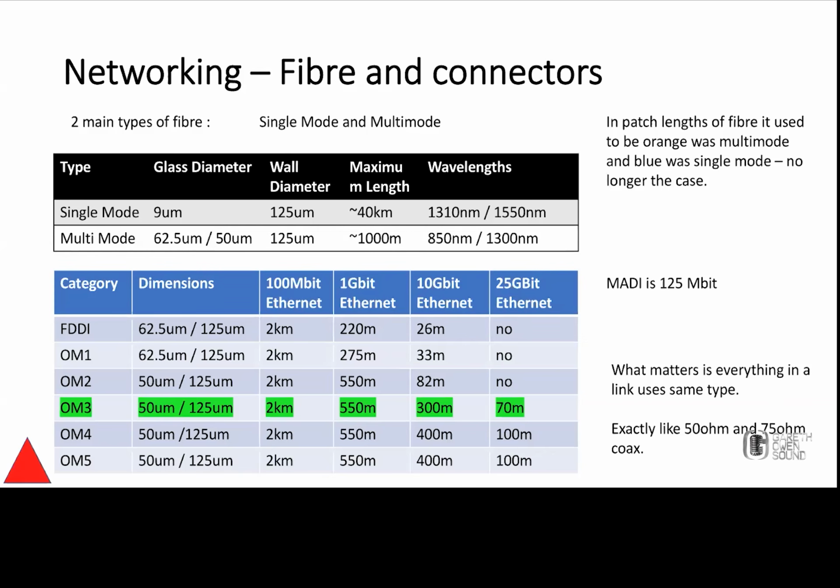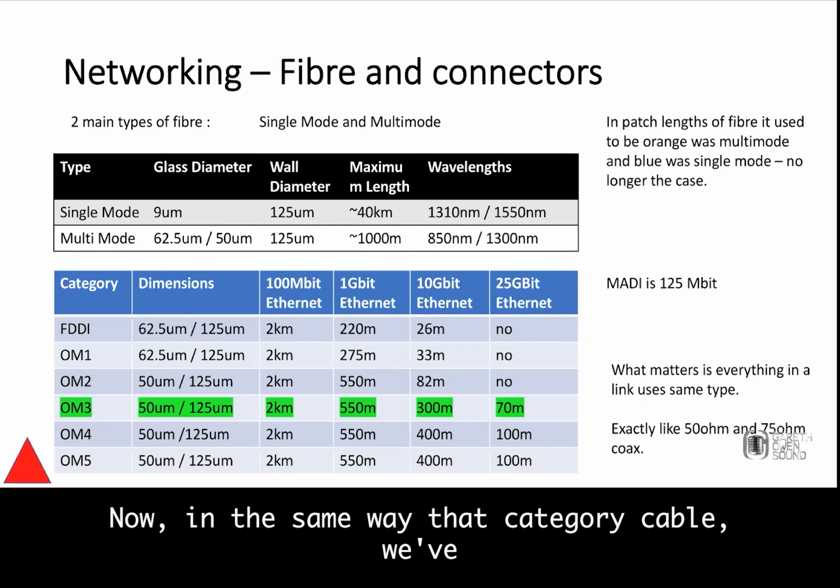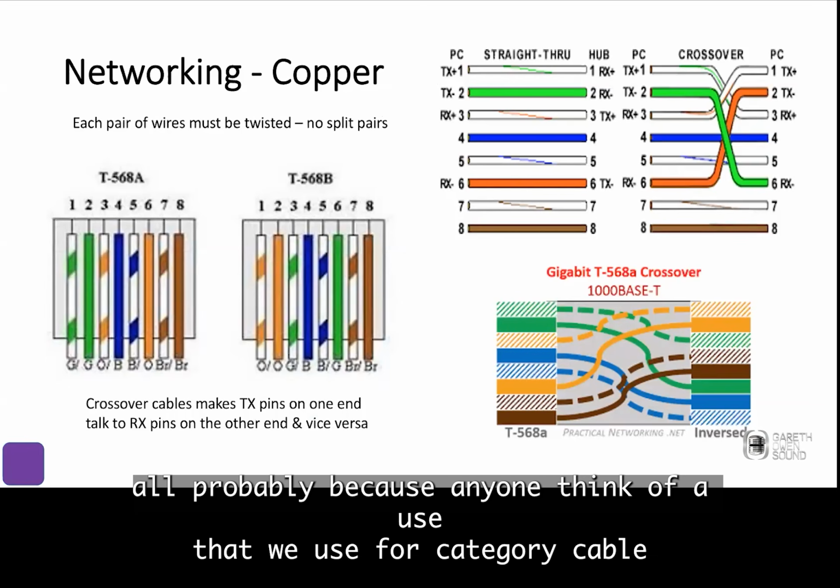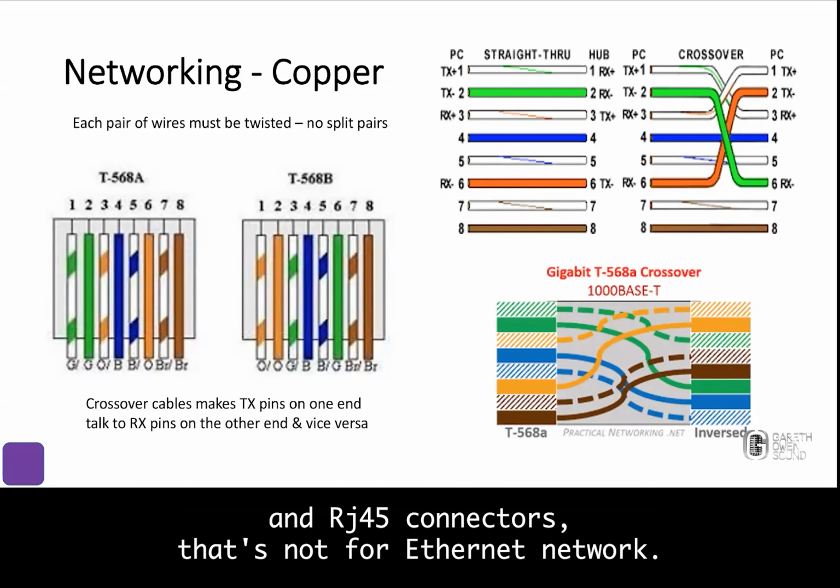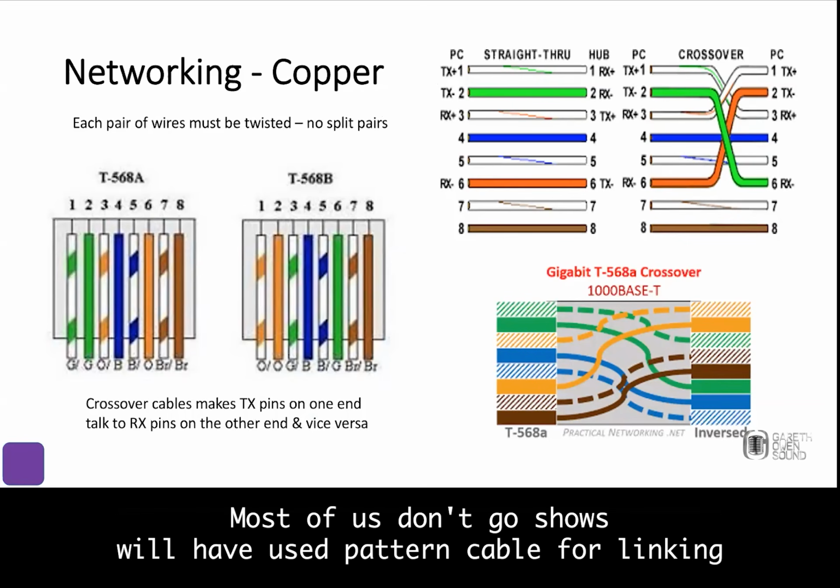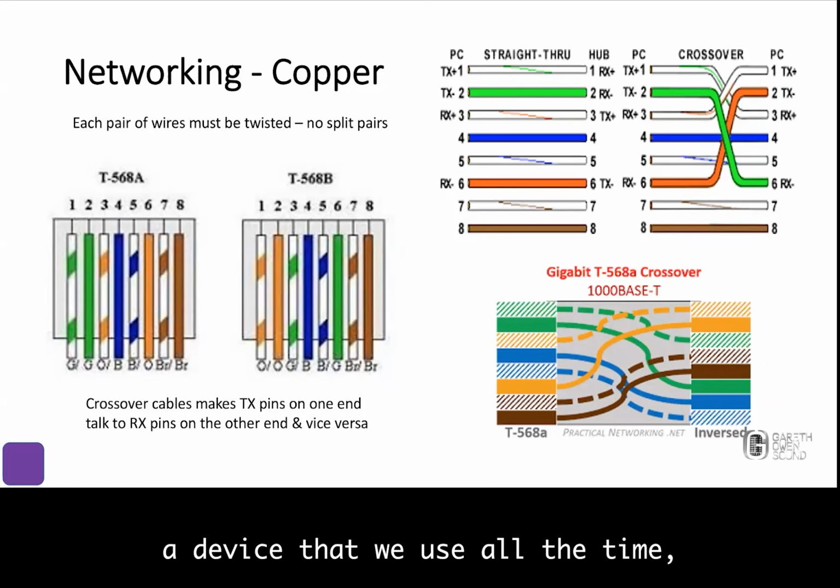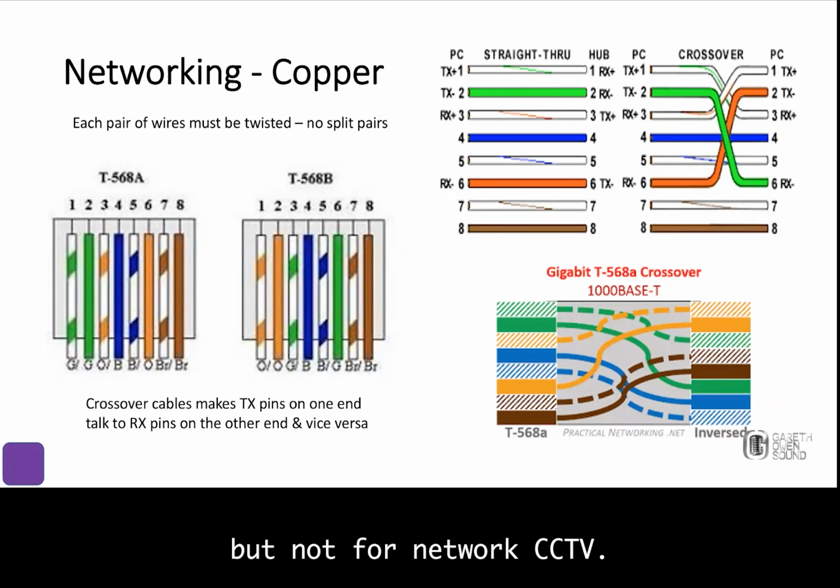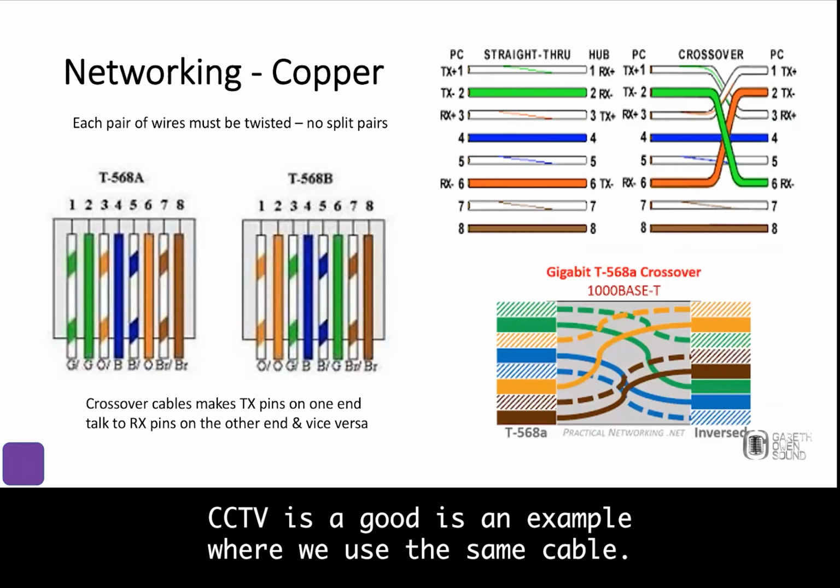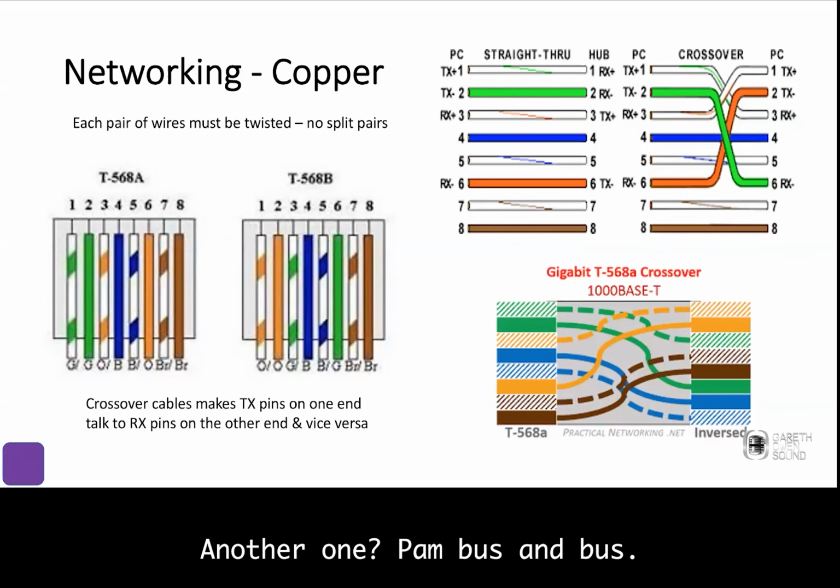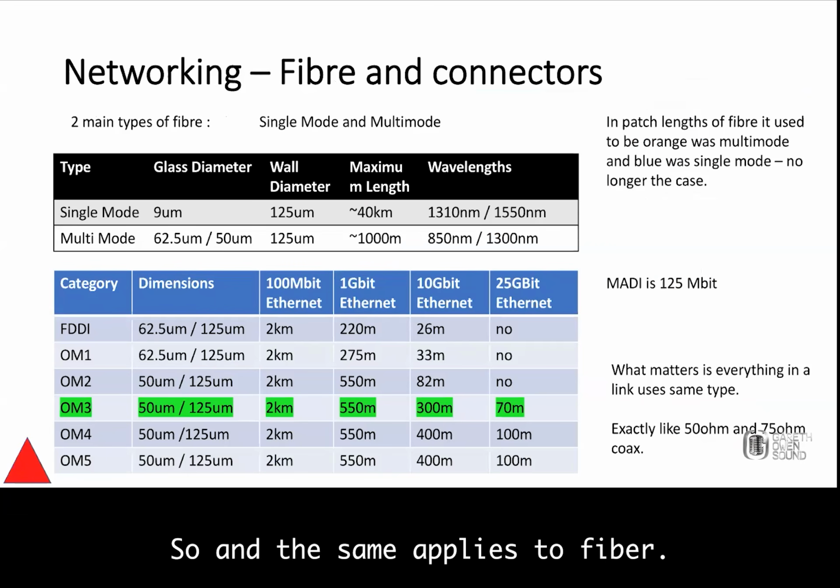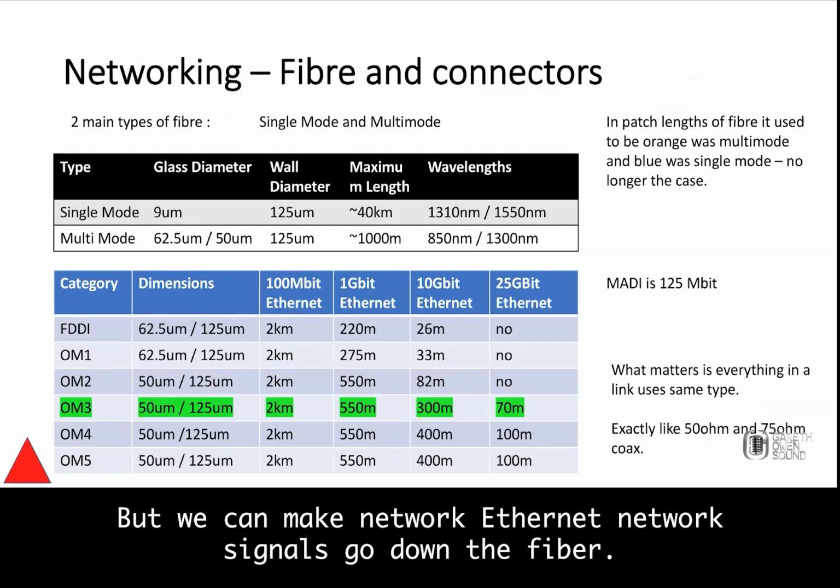Now, in the same way that category cable, can anyone think of a use for category cable and RJ45 connectors that's not for Ethernet network? Most of us who've done shows will have used category cable for linking a device that we use all the time, but not for network. CCTV? CCTV is an example where we use the same cable. Another one? CAN bus. CAN bus, thank you, Mike. And the same applies to fiber. Just because it's a fiber doesn't mean it's got network on it, but we can make Ethernet network signals go down a fiber.